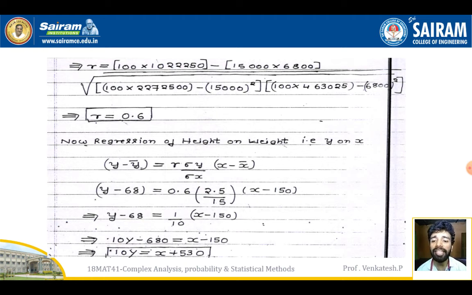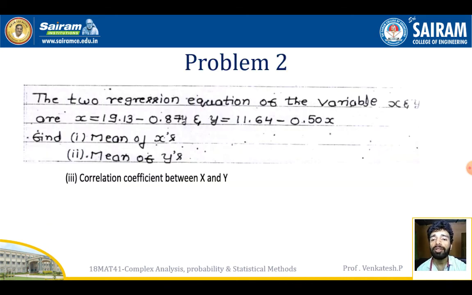On simplifying the equation, we will get y minus 68 is equal to 1 by 10 into x minus 150. On further simplification, by taking 10 to LHS, I will get 10y minus 680 is equal to x minus 150, or 10y is equal to x plus 530, which is the required regression of height on weight. So we'll see one more example on the lines of regression.